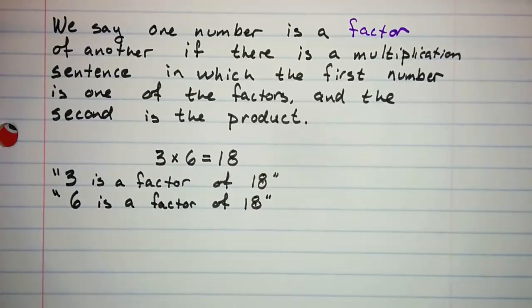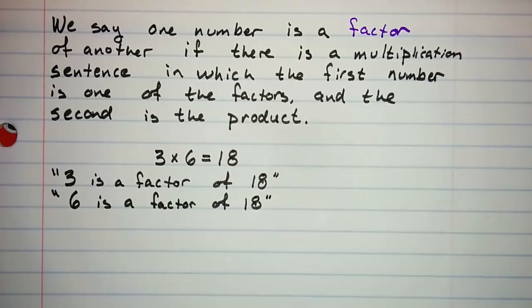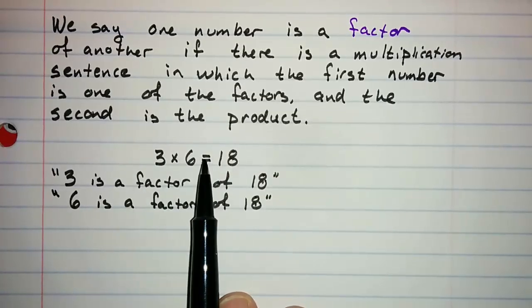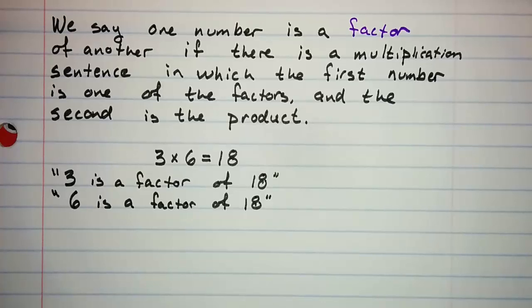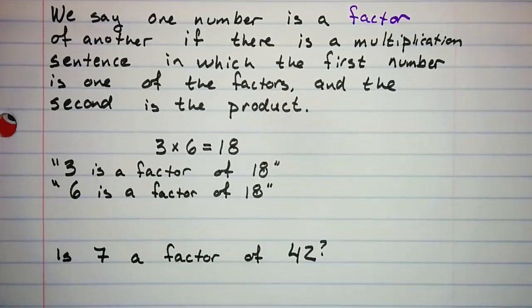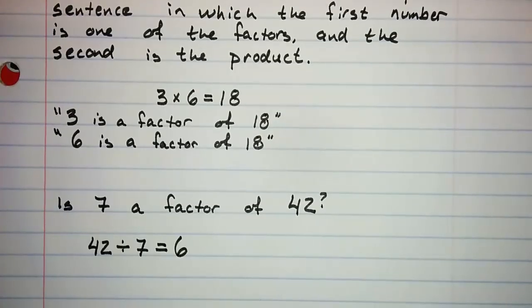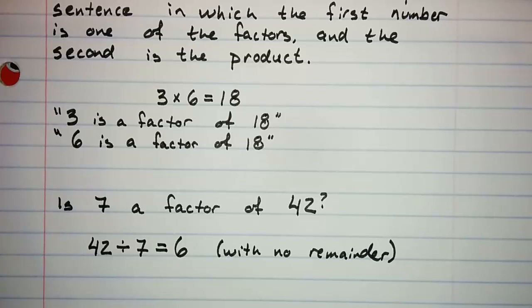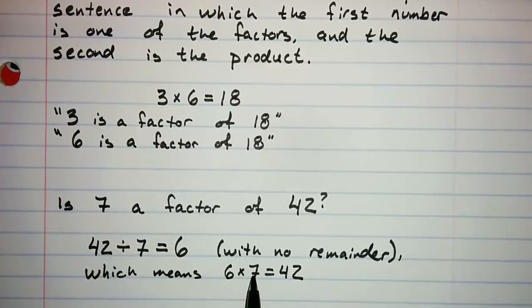How do we determine if one number is a factor of another? Well, we want to find a multiplication sentence in which that number is one of the factors. How do we find multiplication sentences? We use division. So if I asked you, is 7 a factor of 42? You might say, well, 42 divided by 7 is 6, with no remainder, which means that 6 times 7 equals 42, which in turn tells us that, yes, in fact, 7 is a factor of 42.